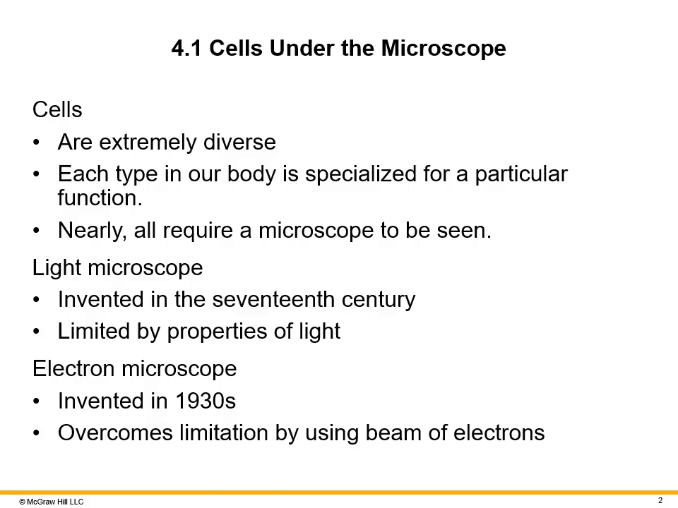Cells are extremely diverse. We have many different types of cells in our bodies, ranging from our heart cells all the way to our brain cells and skin cells, and these different types of cells have different structures which are going to influence the different functions. So all cells, or nearly all cells, are microscopic, so we require a microscope to see the cells.